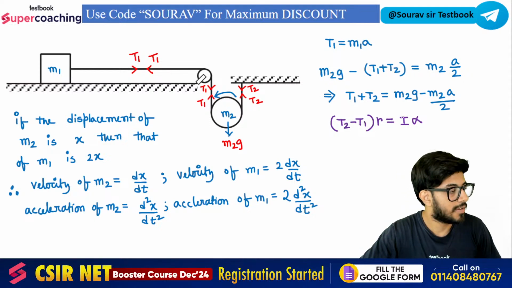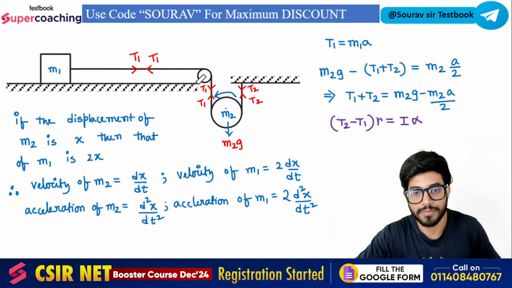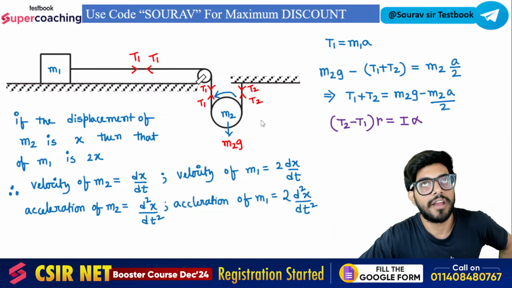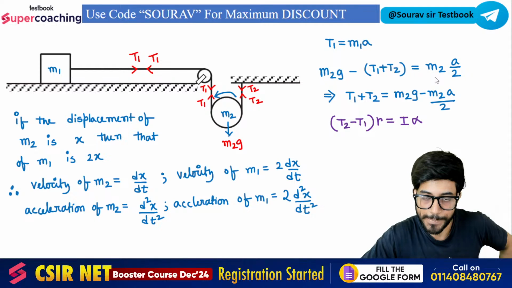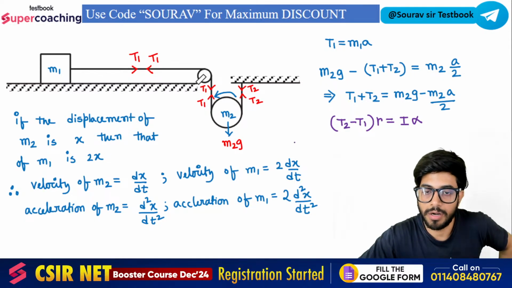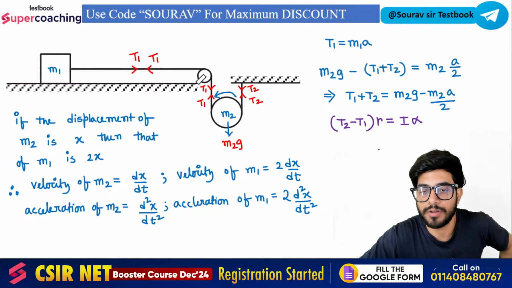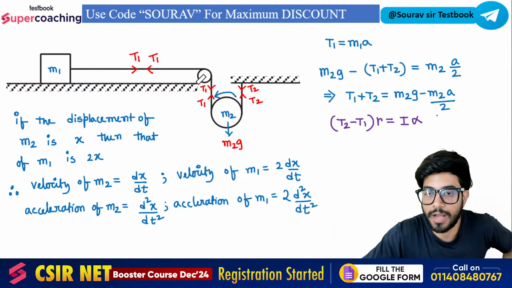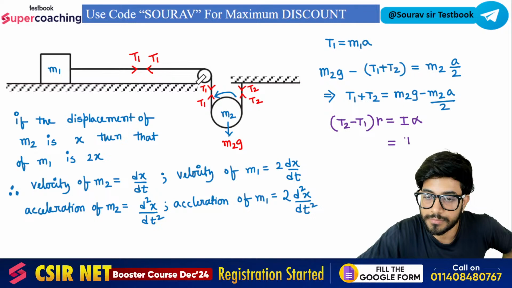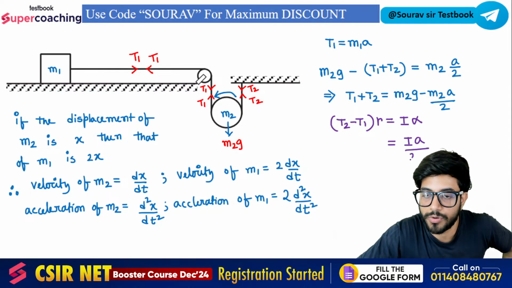Now you know that alpha is equal to what? Acceleration of this pulley divided by R. Alpha into R is equal to its acceleration. Omega cross R is equal to V, and alpha cross R is equal to the acceleration of that pulley, which is a by 2. So alpha can be written as a by 2R. So I into a divided by 2R.